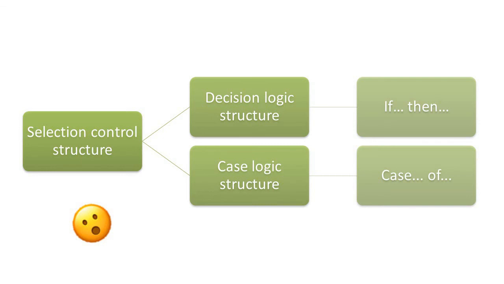As for the case logic structure, it is made up of many sets of instructions, with only one being selected by the user and executed by the program. It means that there are many possible consequences. If the input fits one of the criteria for one of the possible consequences, then that consequence will occur.